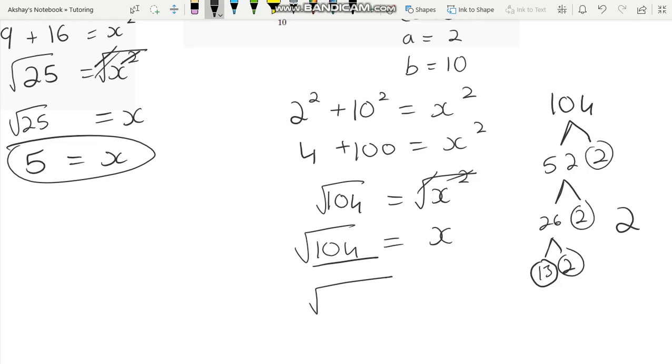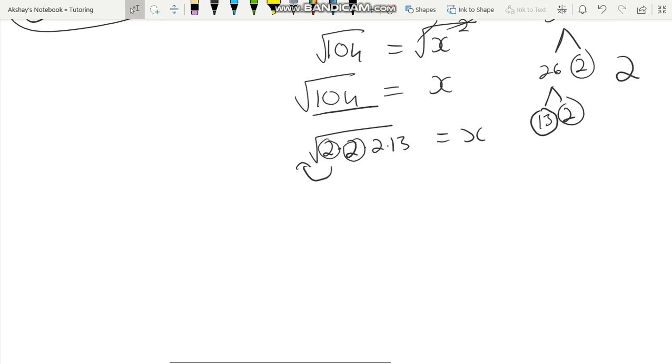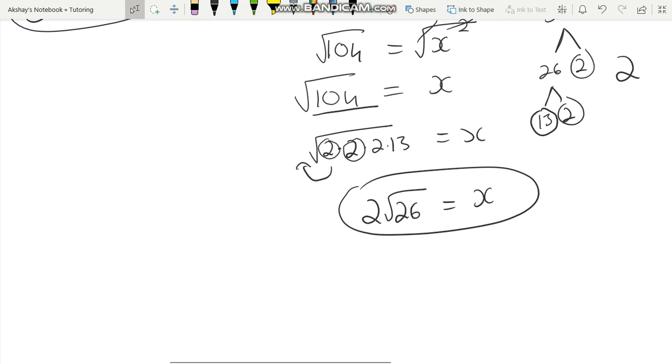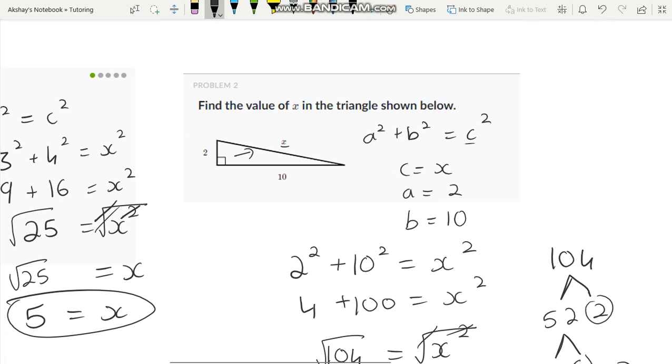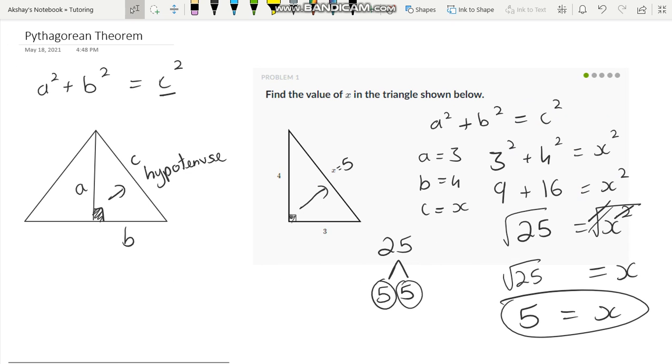Now this means we can write our doubles first. So 2 times 2 times 2 times 13 is equal to x. And now when we have a double, we're able to take one of those numbers, drag it outside our square root symbol to make it a mixed radical. So we have 2 square root of 2 times 13, which is 26. So 2 square root 26 is equal to x. And our value of x is 2 square root 26 or square root of 104. So that was Pythagorean theorem.